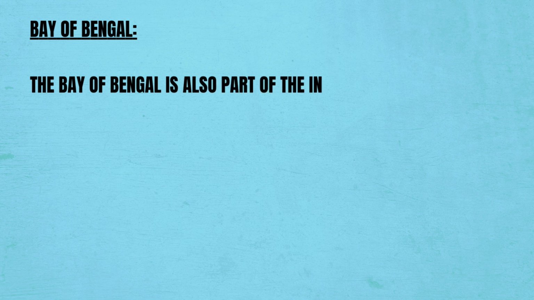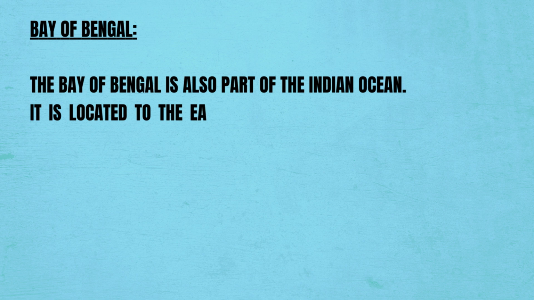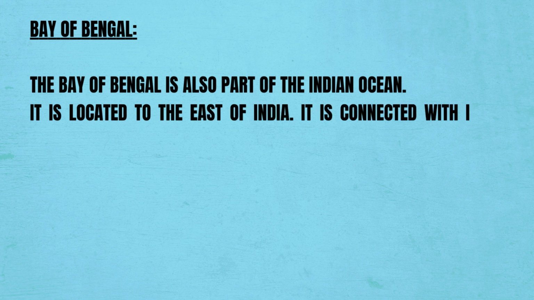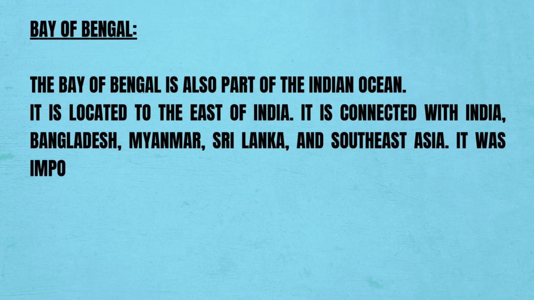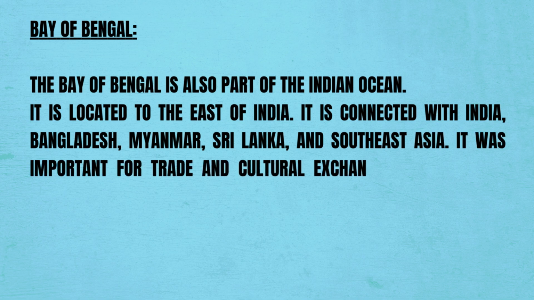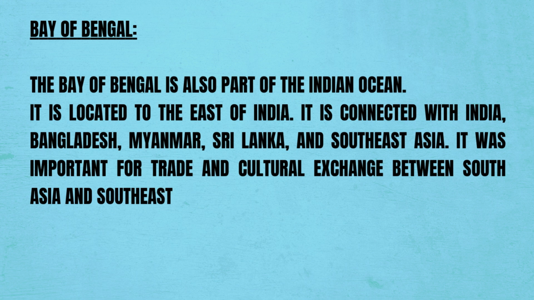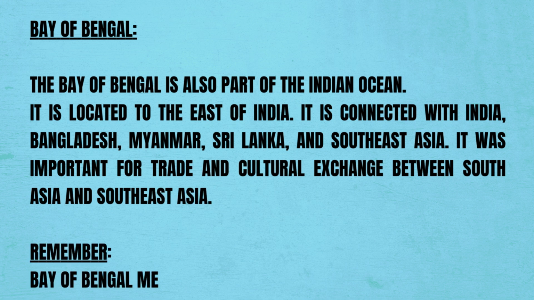Bay of Bengal. The Bay of Bengal is also part of the Indian Ocean. It is located to the east of India. It is connected with India, Bangladesh, Myanmar, Sri Lanka, and Southeast Asia. It was important for trade and cultural exchange between South Asia and Southeast Asia. Remember, Bay of Bengal means east of India.